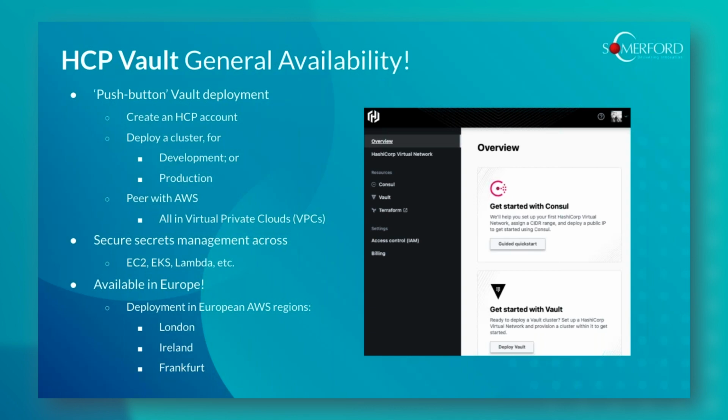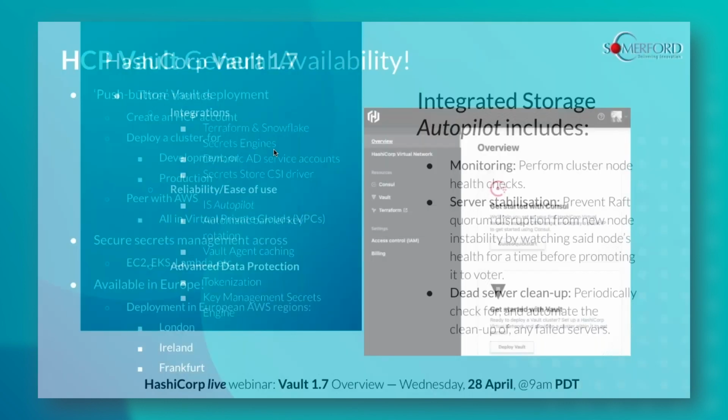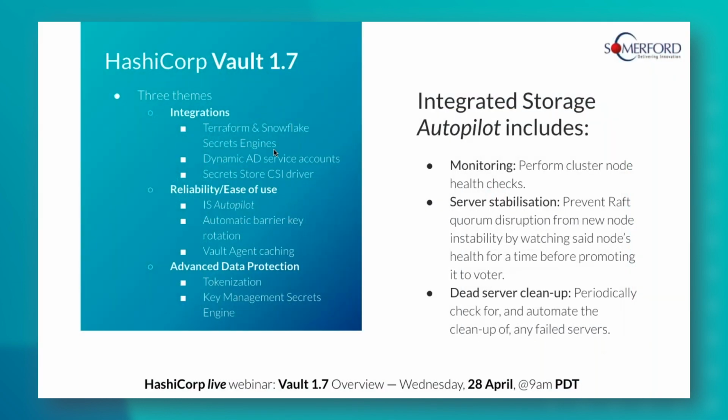So that's HCP Vault, but let's say that you want to actually run it yourself. Well, from today, actually, Vault 1.7.1, a security release, is out. But with Vault 1.7, what were some of the key features? Well, kind of 3 broad themes with this release.